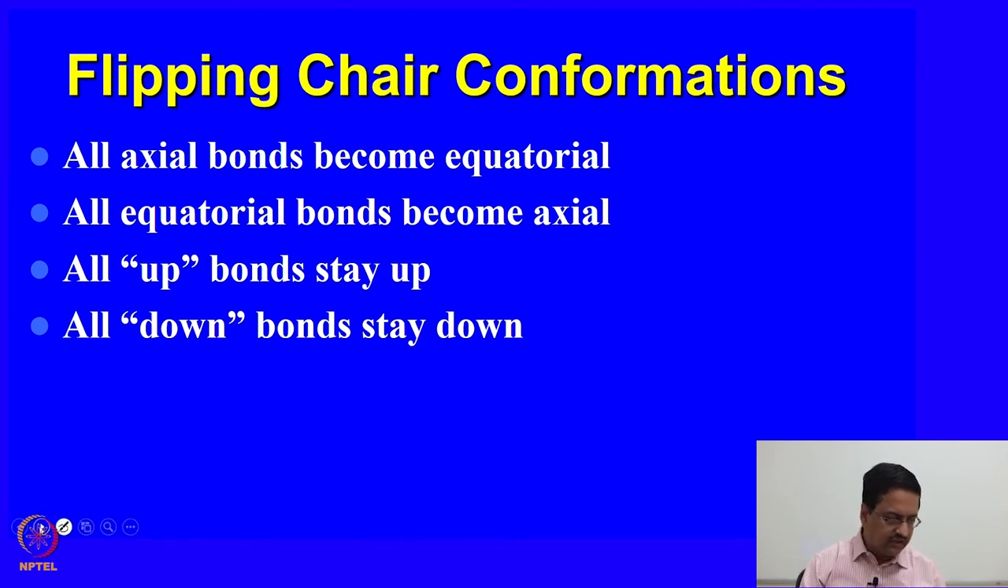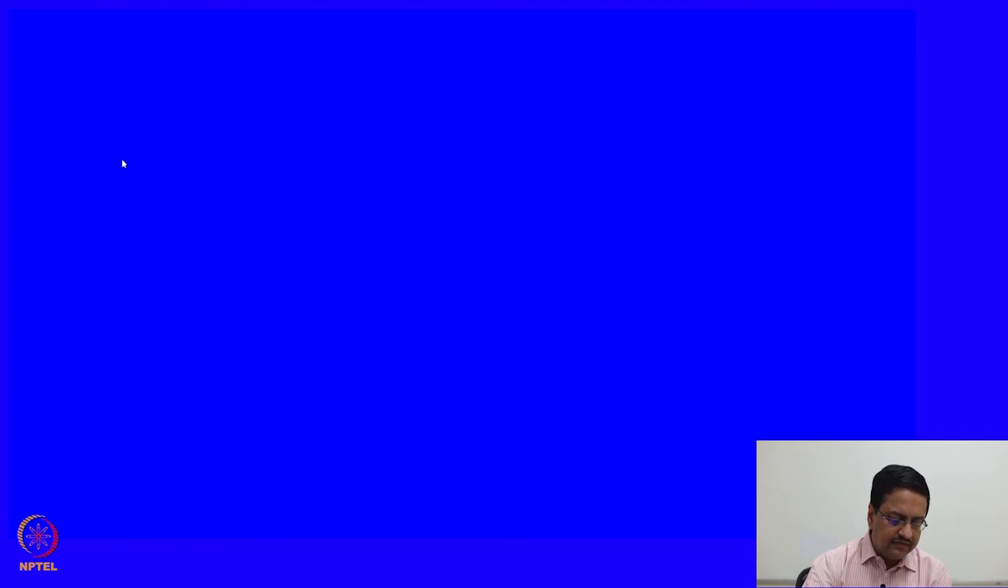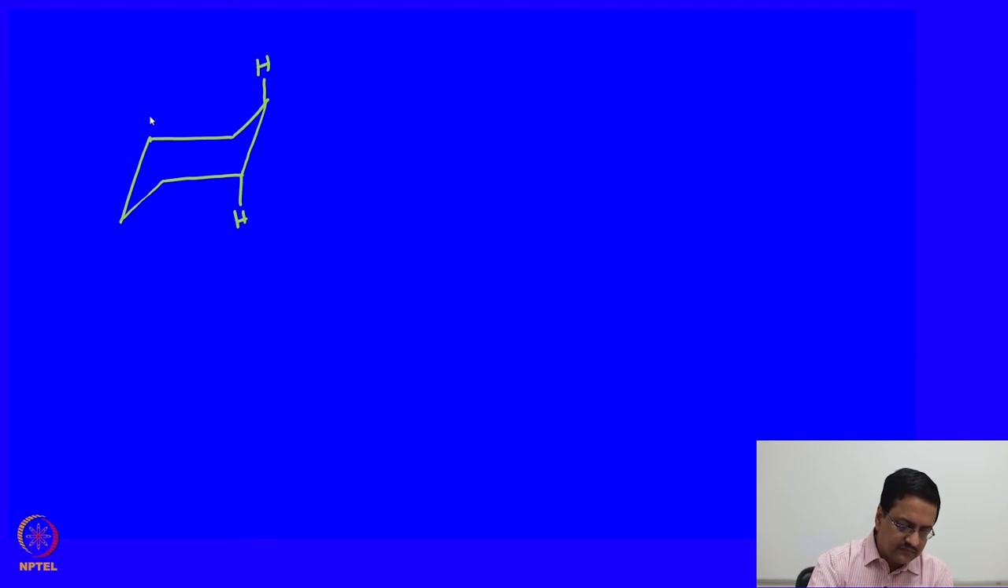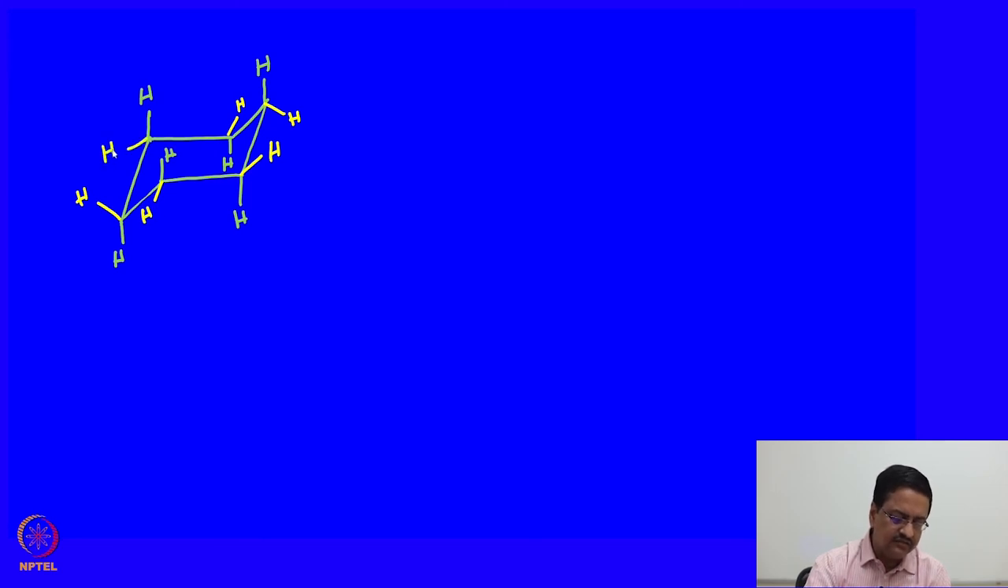So let us see what that means. Suppose we had the molecule like this. This is the up hydrogen. This is the down hydrogen. This is up hydrogen, this is up hydrogen, this is down hydrogen, this is down hydrogen, but all of them are axial. This hydrogen is up equatorial, this hydrogen is up equatorial, and this hydrogen is up equatorial. This hydrogen is down equatorial, this hydrogen is down equatorial, and this hydrogen is down equatorial.